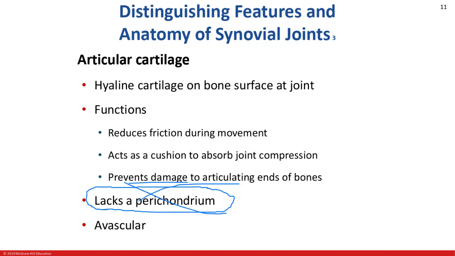Now, we already know that mature cartilage is avascular, so that's a no-brainer. Articular cartilage is no different: mature cartilage is avascular. Keep that in your brain. Don't ever forget that.